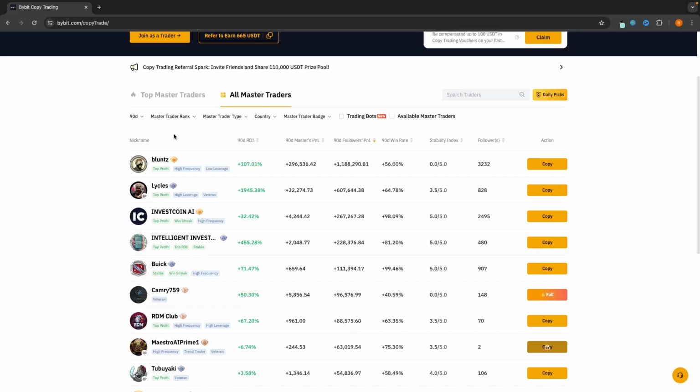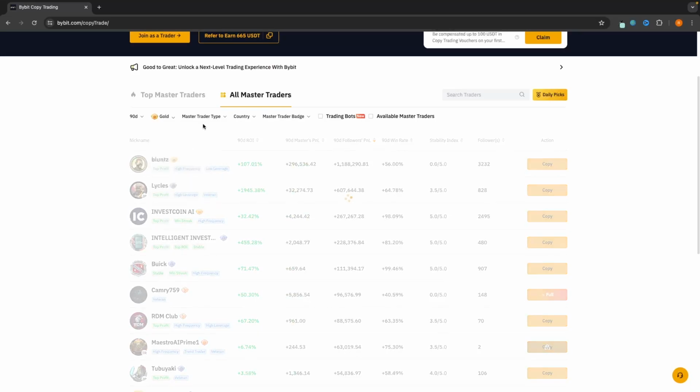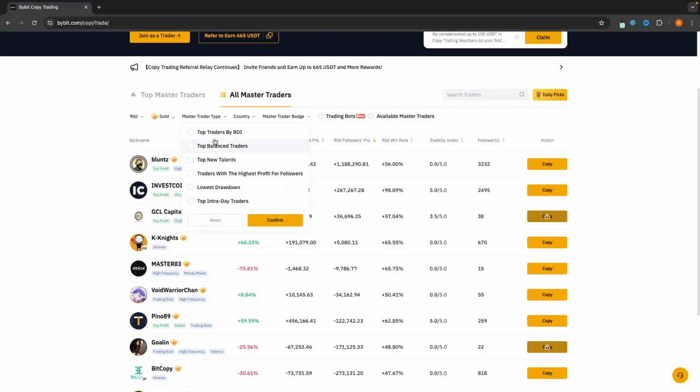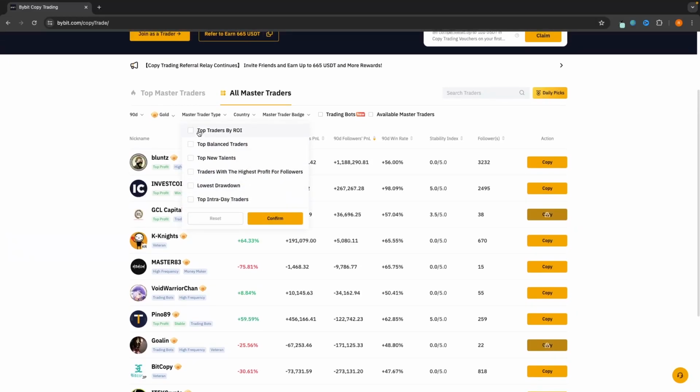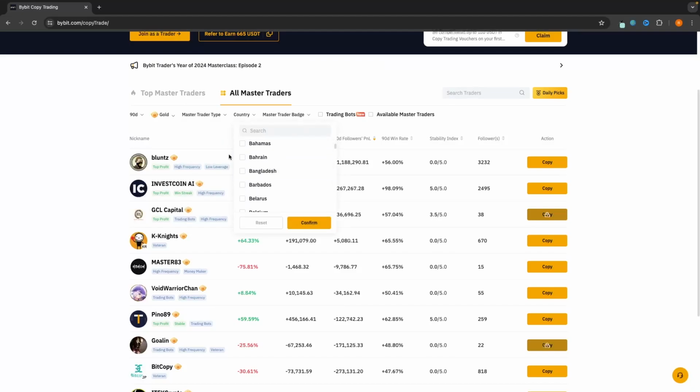Then for the master trader rank, I always set this to gold because this person is more proven, they've had more followers for the most amount of time. So I always set this to gold. And then you can tweak some of these other settings, such as top traders by ROI, top balance traders. We can choose the country that the trader is from. We can choose the master trader badge. But I leave all of these options off.